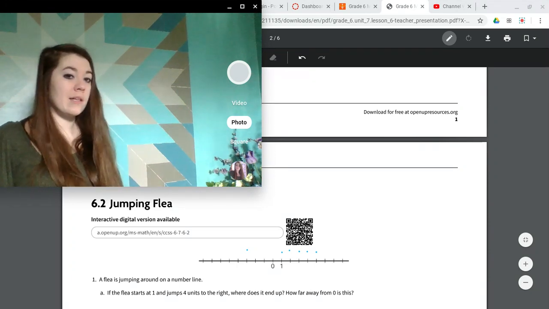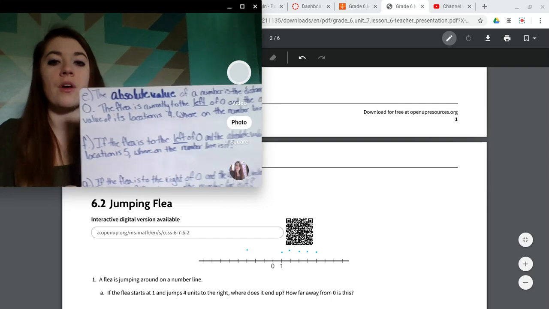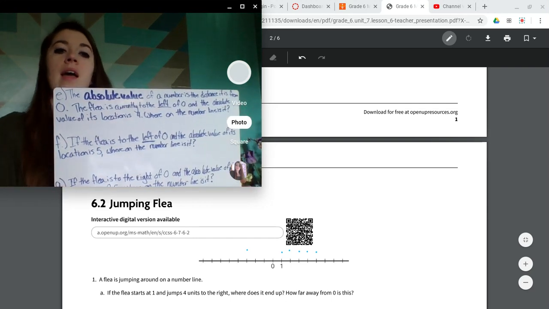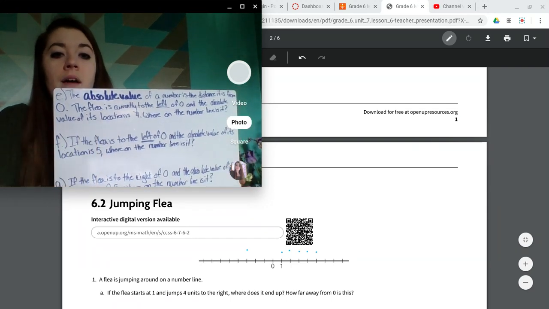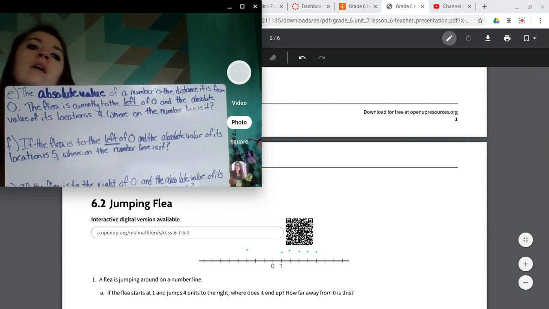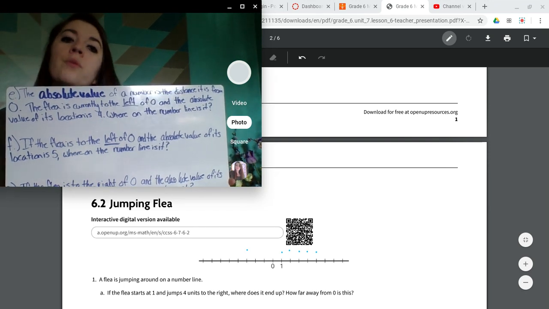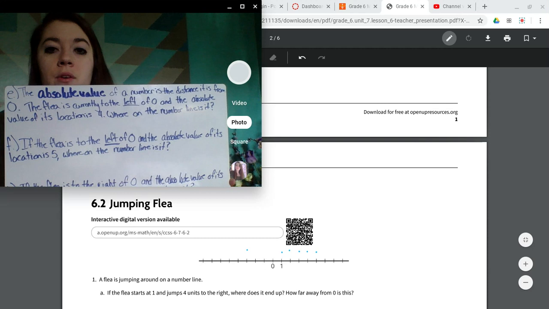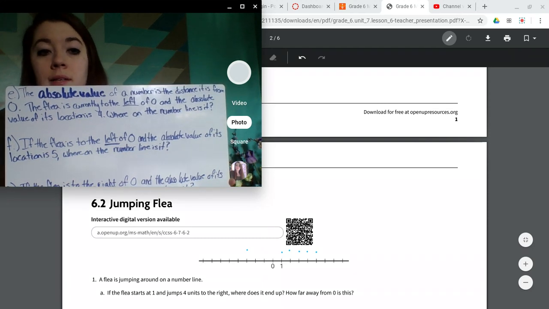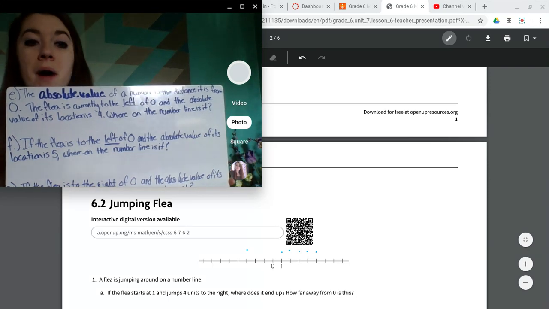So I mentioned how we'd be talking about absolute value today. So that's exactly what we've been looking at. So the absolute value of a number is the distance it is from 0. So this is all about distance. That's the key thing with absolute value. Most times when people think about absolute value, they just think, oh, any number, the absolute value of it is always going to be positive. Doesn't matter if it's positive to begin with or negative to begin with, we always get a positive answer.